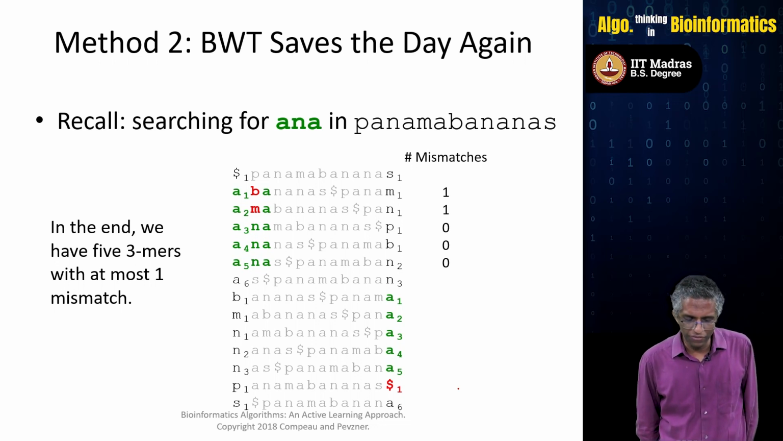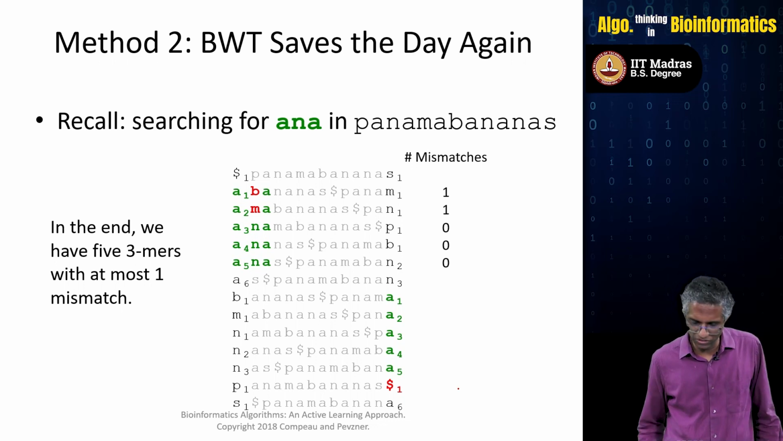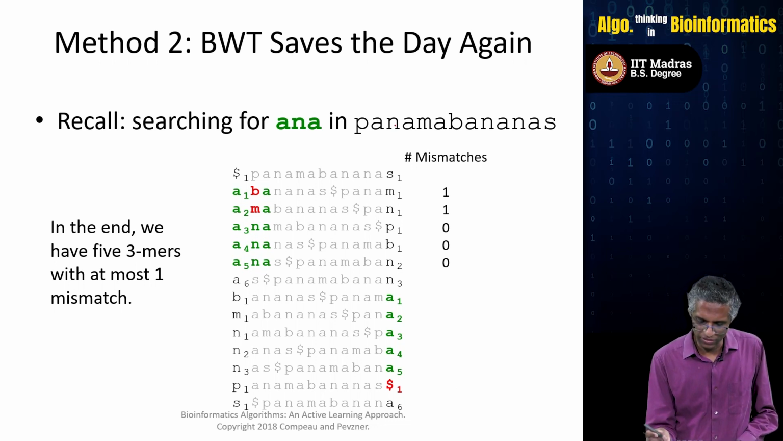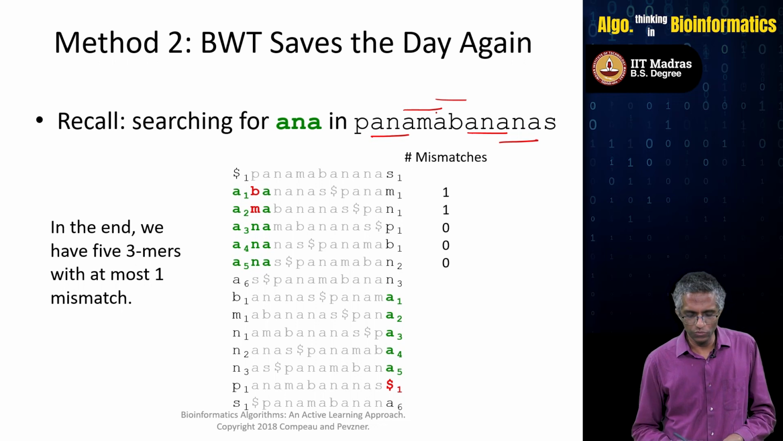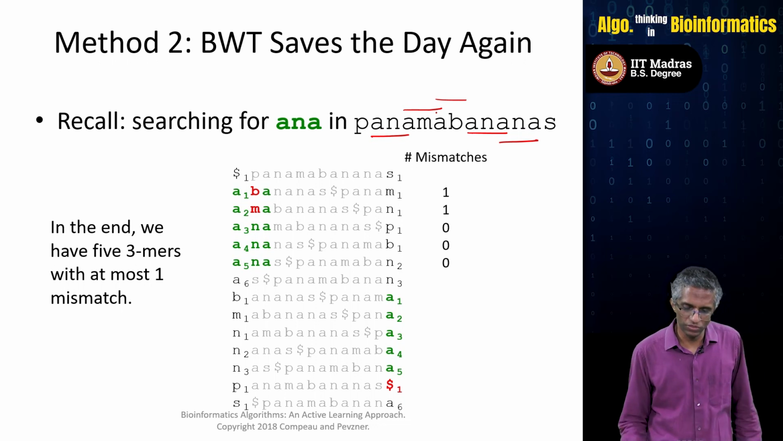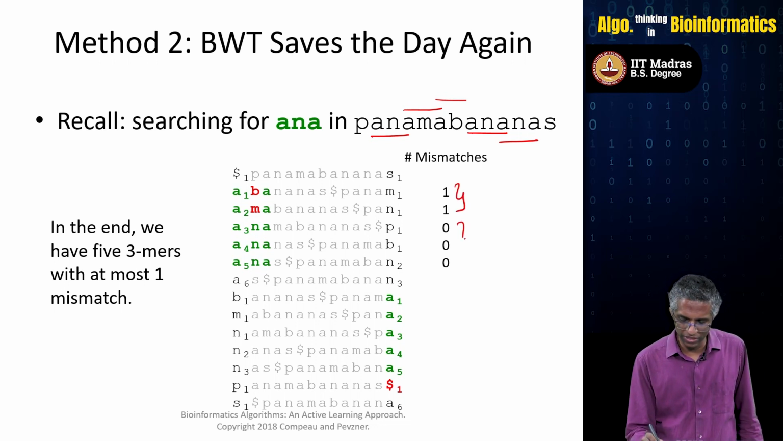In the end, we have 5 3-mers with at most one mismatch. One is this, the exact matches are this ANA, ANA, and ANA. Then there is this AMA, right? And there is this ABA, right? So 3 exact matches and 2 matches with one mismatch, right? So that is what is shown here, ABA, AMA, and these are all ANAs.